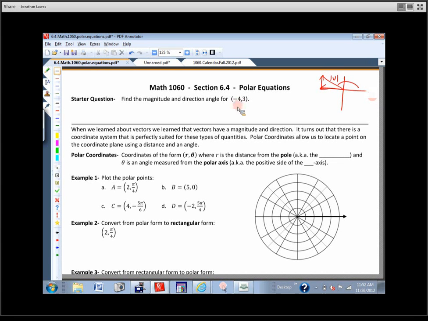So let's see, there was that little formula where we could figure out if this was V1 and V2, the horizontal and vertical components of the vector V, then the magnitude of that vector was the square root of, so we'd have -4 squared plus 3 squared, so we end up with the square root of 25. So the magnitude is 5, so there's that part. And then we need the direction angle. There were several ways you could figure out the direction angle.